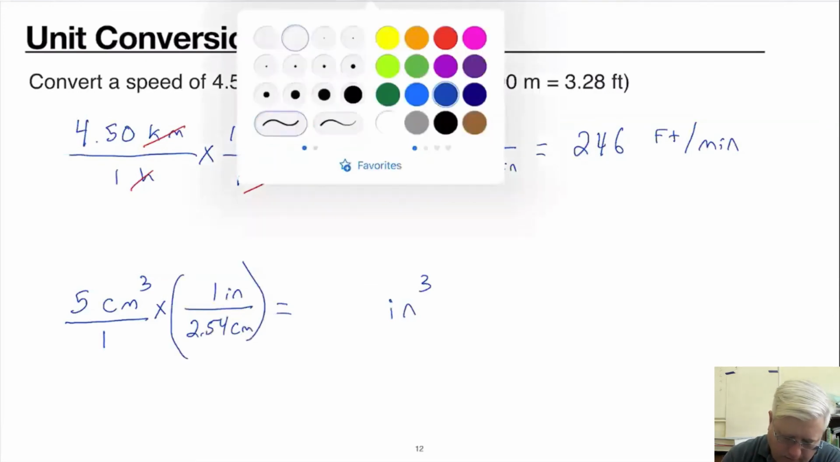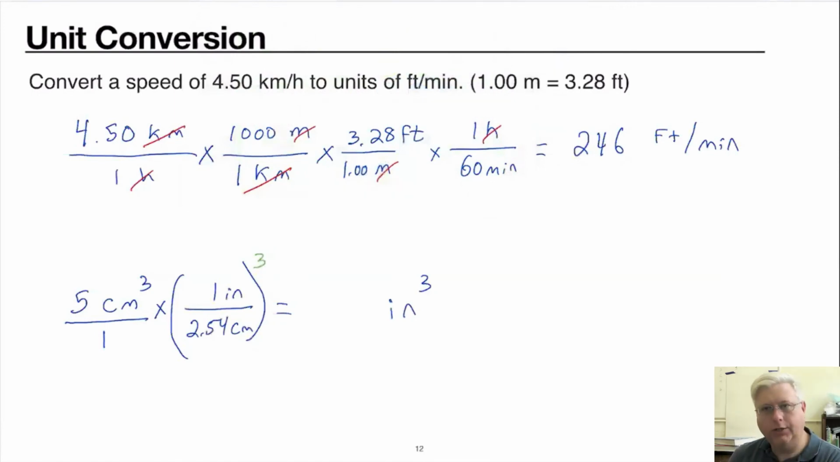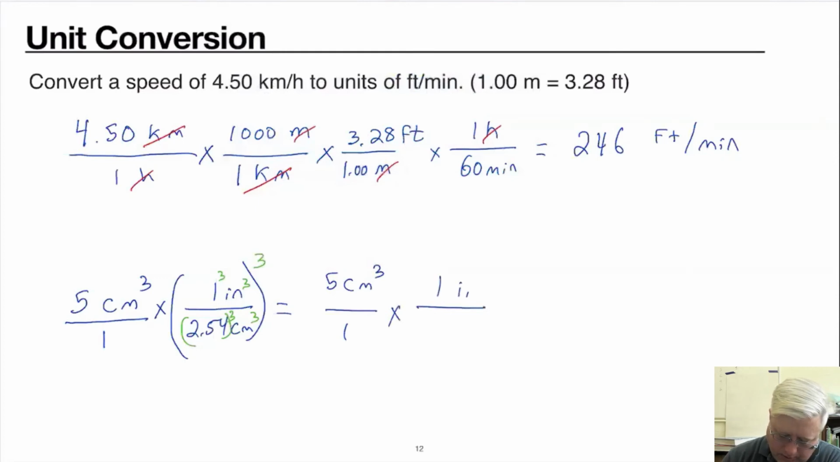Right, we'll use a different color for the cubed. So we're going to cube that whole ratio. So that means we're going to cube the 1, we're going to cube the inch, we're going to cube the 2.54, we're going to cube the centimeters. Okay, and then we'll see that we'll be left with 5 cubic centimeters over 1 times, say, 1 cubed is 1, inches cubed is inches cubed, 2.54 cubed.